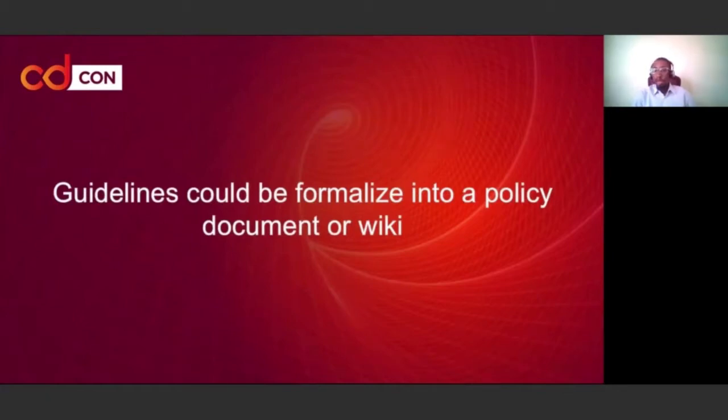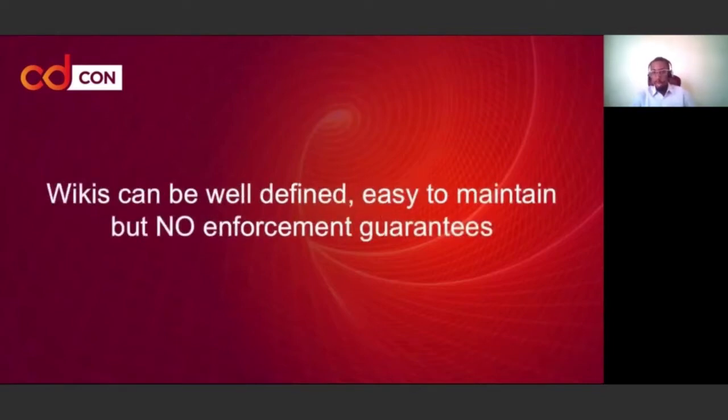When these principles are formalized in a wiki or a policy document, then you have something that's more structured, something that's easy to maintain. But at the same time, policies defined in a wiki or in a policy document don't have any enforcement guarantees. They're well defined, they're easy to maintain, but there are no enforcement guarantees. So how can you ensure that the policies you need in your software delivery pipelines can always be enforced?